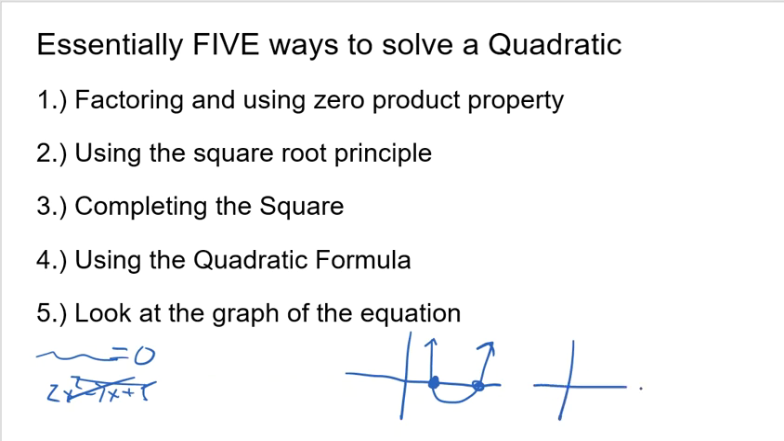Now, remember, you might only have one solution, and that is where we just nick the x-axis, and there's only one solution. Or remember, you might have no solutions. Maybe you have an upside-down parabola like this that never, ever crosses the x-axis, hence there's no solutions.